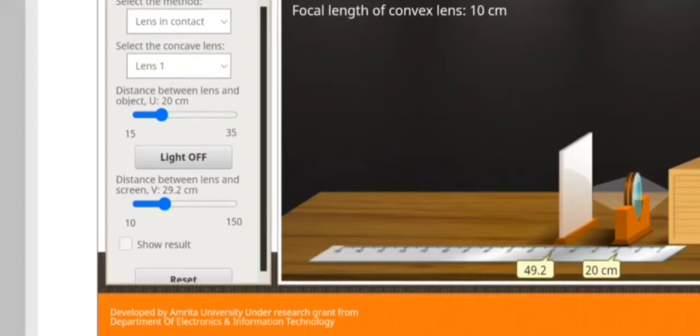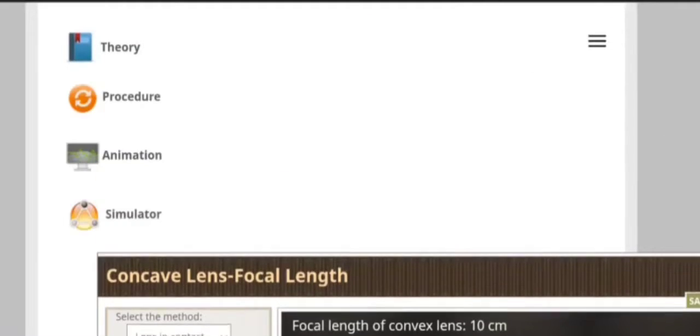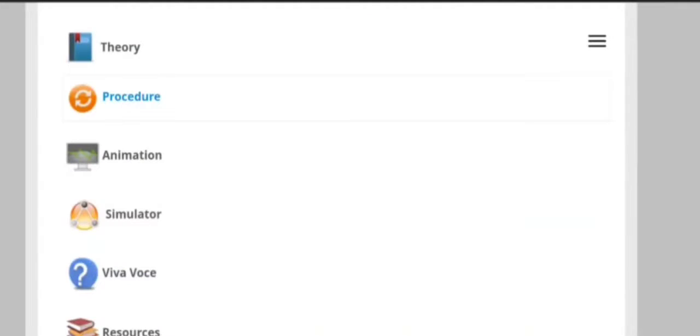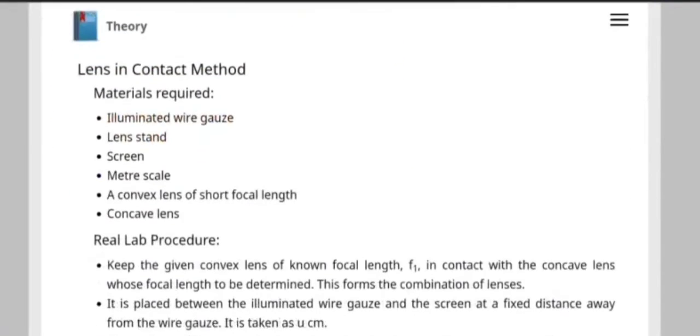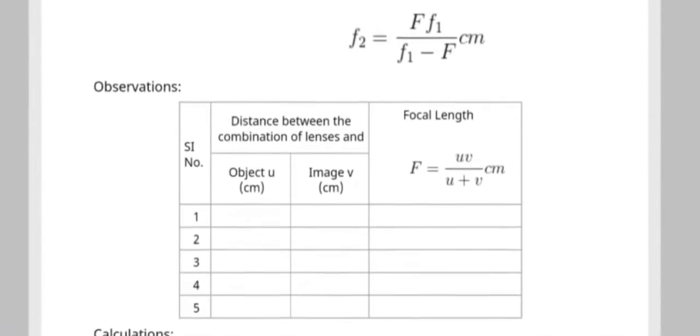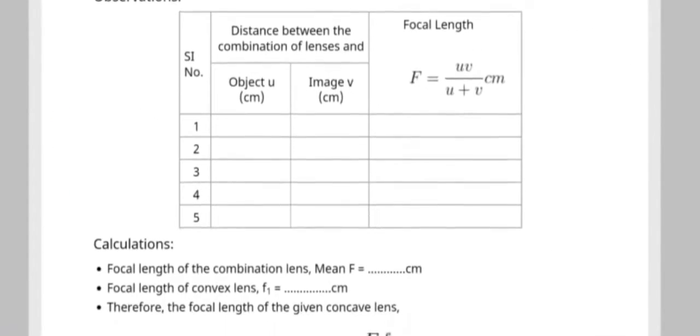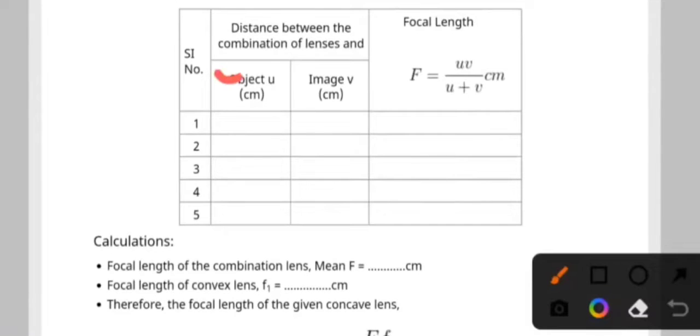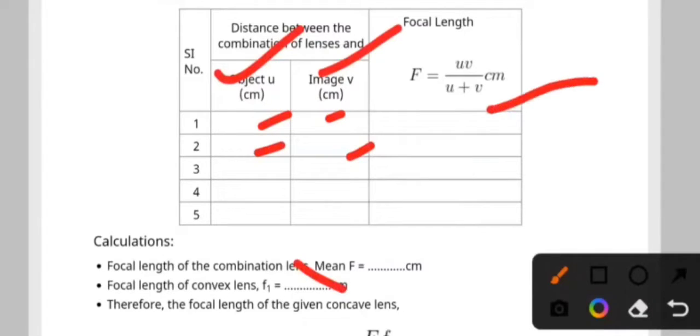So after this one let's go again in the section of procedure to see our chart that we have used here as the observation table. Now you can see in our observation table here we have object distance, image distance. So number of readings you have got for object and image distances, then you have to use this formula to calculate the focal length of combined lens, that is the focal length of combined convex and concave lens.